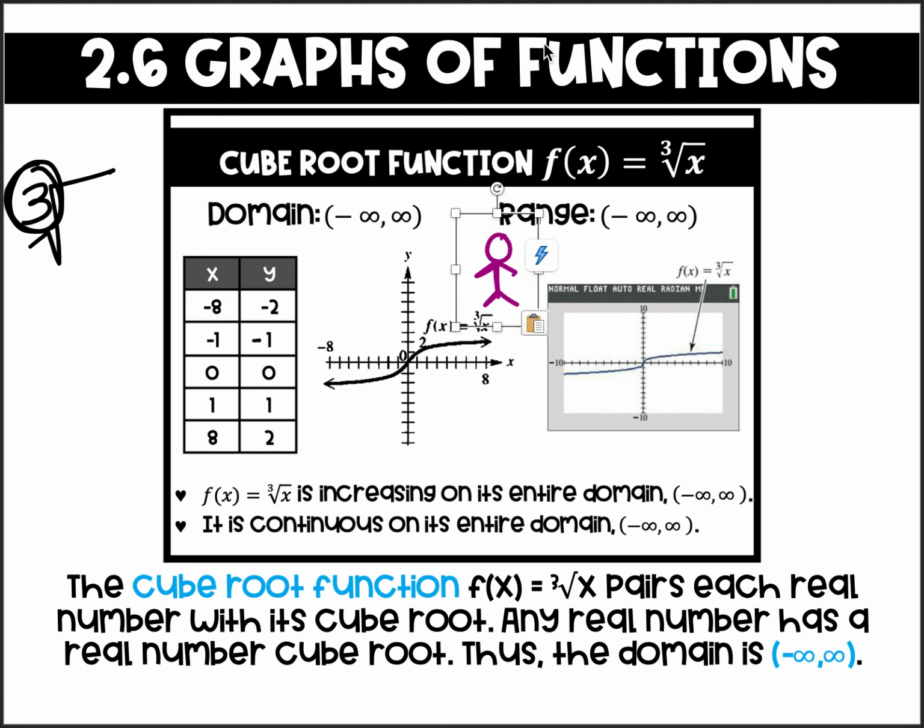If I walk on my graph from left to right, it looks like I'm also always going up, which makes my graph increasing over the entire domain, which is from negative infinity to positive infinity. This cube root function pairs every real number with its cube root. And I guess that's it we can say about this cube root function.